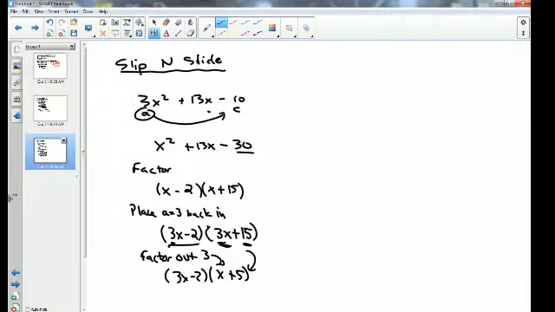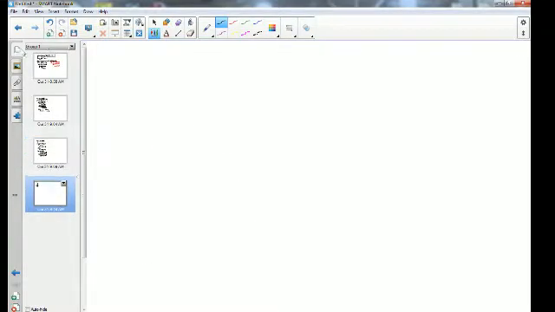Third method? Okay. All right, here's the fourth. Third method. So we've got the greatest common factor, guess and check, and now we've got slip and slide.